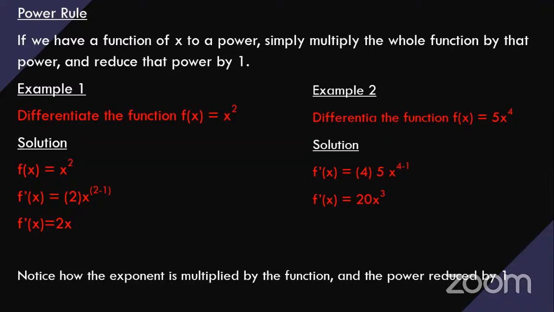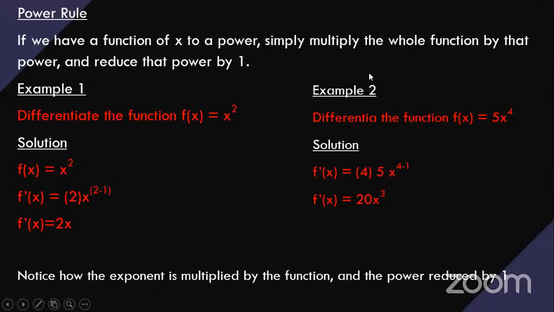So let's multiply the function by the power. f of x is equal to x squared. We can see that 2 is on top of x. If we bring down the 2 and multiply by the function x, then reduce the power by 1, which is 2 minus 1, what we'll get is f prime x equals 2x.